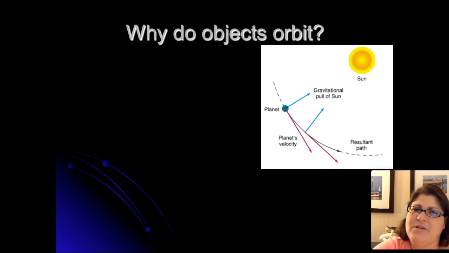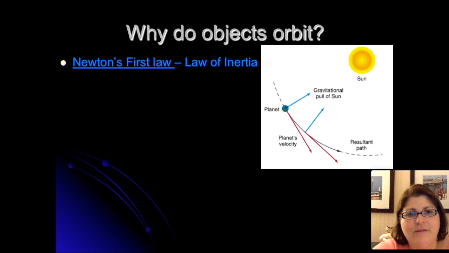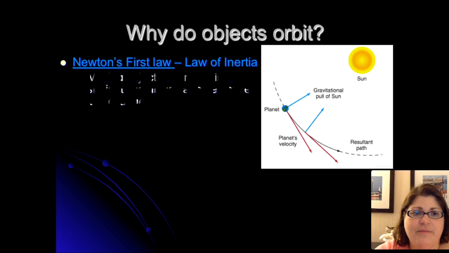Before we move on, we should talk about why planets orbit at all. To find that answer, we have to look to Isaac Newton. You've probably heard that Isaac Newton developed several laws of motion. Those laws govern anything that's moving, not just orbiting objects. But in developing those laws, we can understand why objects orbit. Newton's first law is the law of inertia.